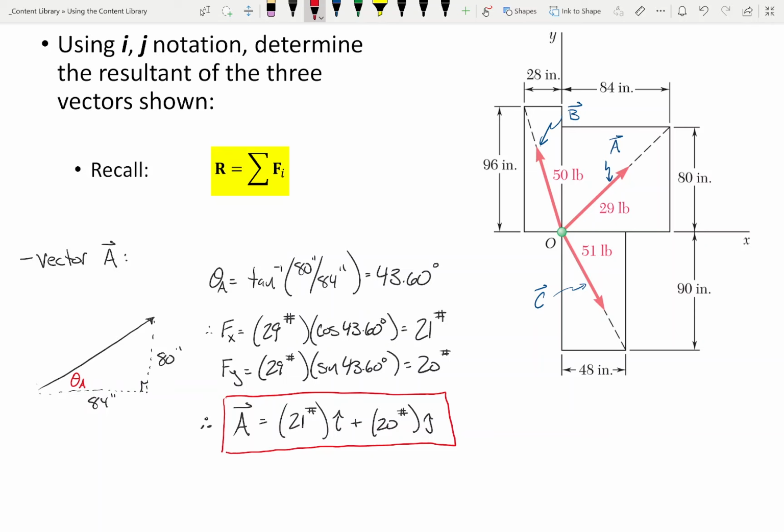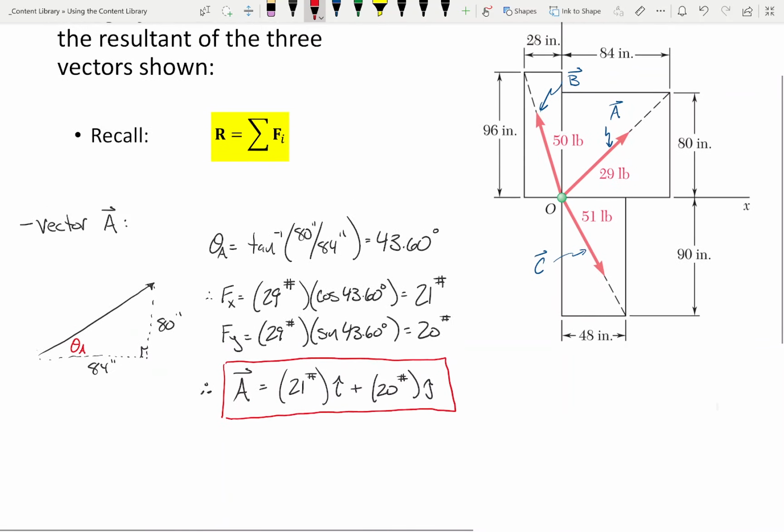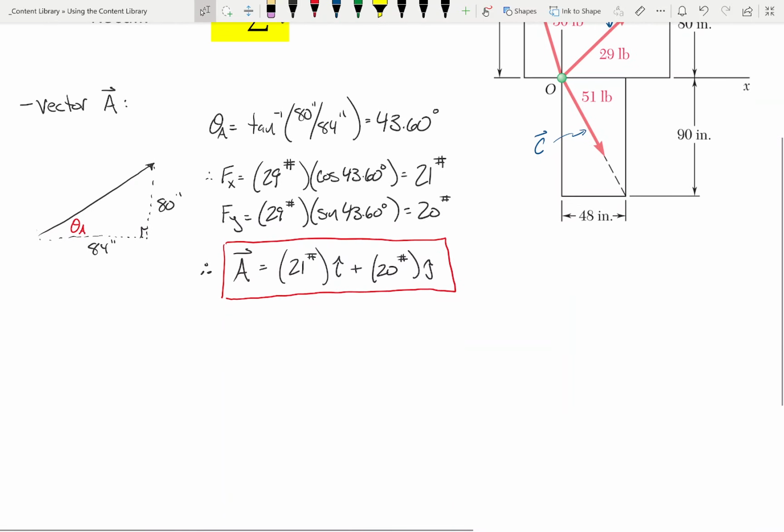So we just keep doing the same thing. We do the same thing for vector B, and the same for vector C, and then we've got 3 vectors that are all written in the standard notation. We can just add them up, easy as could be. Okay, so let's look at vector B. If you need me to scroll up and down or anything, let me know.